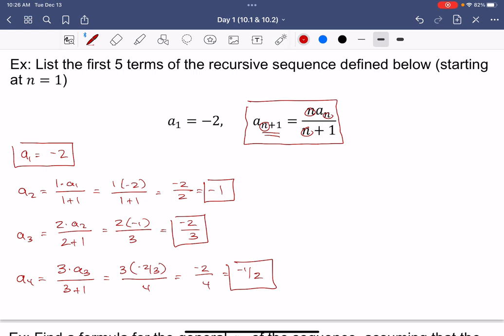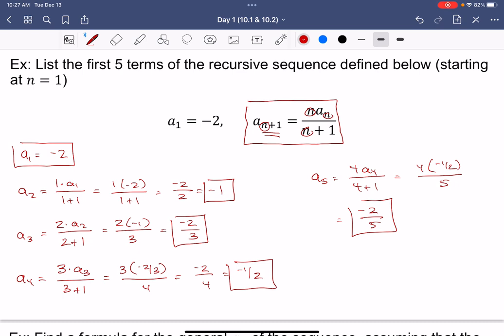We're going to need a little bit of room here, so come up here to the right. Finally, a sub 5, following the same pattern for the fourth time in a row. This will be 4 times a sub 4 over 4 plus 1, which will end up being 4 times -1/2 over 5, which comes out to be -2 over 5 for a sub 5.